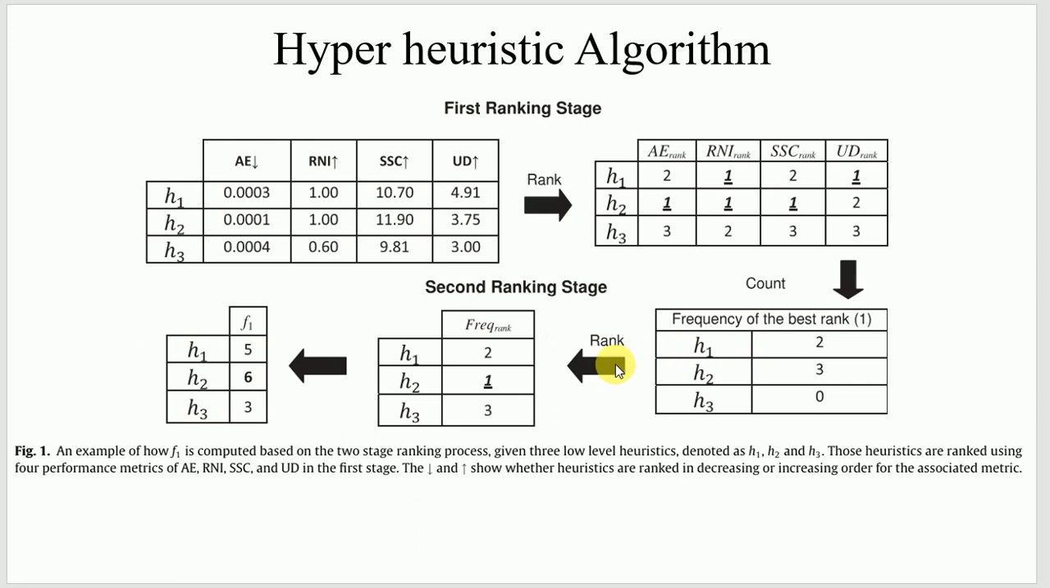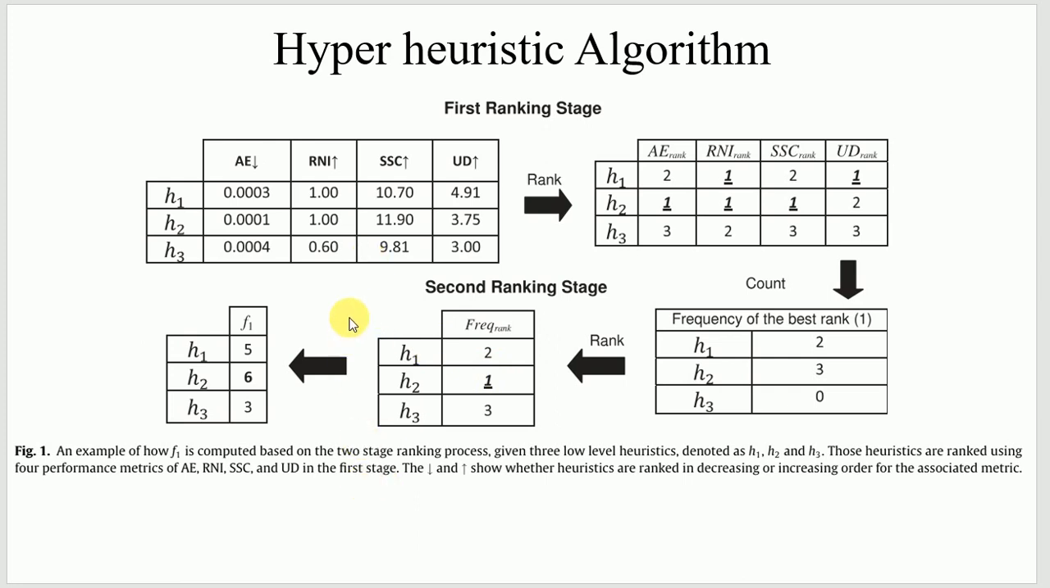Okay, so moving on to the next matrix. Here we can see in the last matrix, H2 was ranked the most times as the best heuristic. So H2 will be ranked as the best heuristic according to this matrix. And similarly, the other ranking will be established. So up to here, it's very clear.